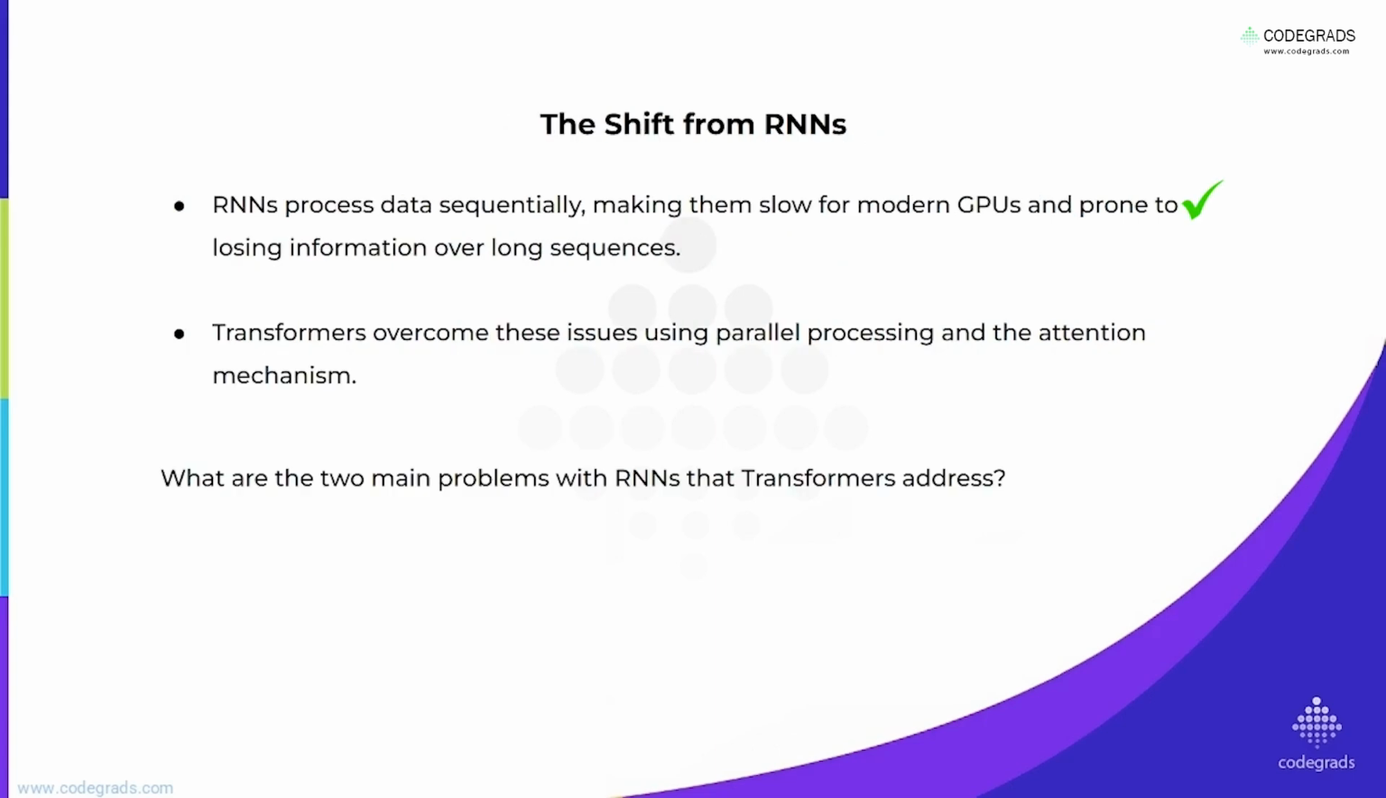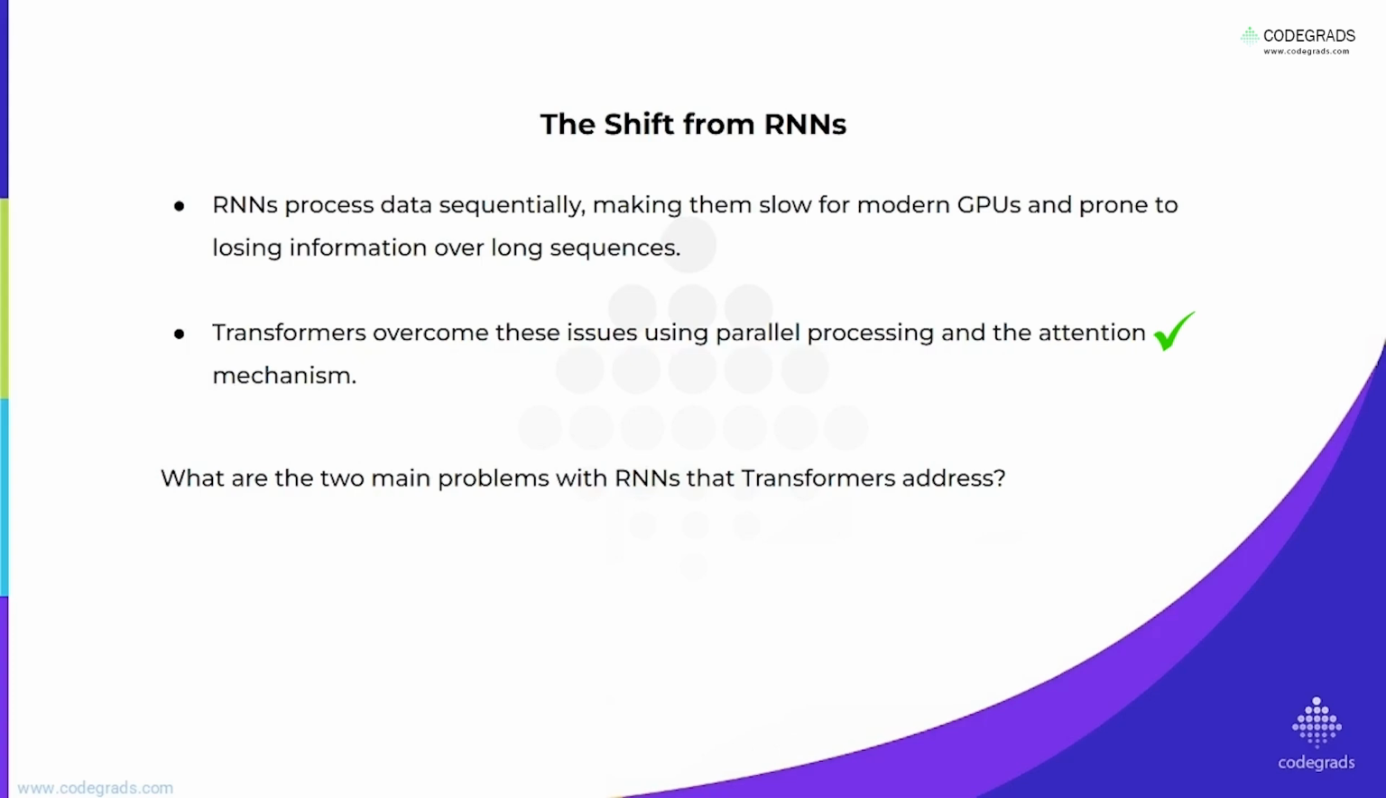Now, the shift from RNN to transformers. RNNs process data sequentially, making them slow for modern GPUs and prone to losing information over long sequences. Previously, when we were using RNNs, they were very slow for long textual data, and modern GPUs could not take advantage of them. There was also a lot of information lost whenever long sequences were involved, so this was not preferred for large datasets with longer sentences. Transformers overcome this issue using parallel processing and the attention mechanism. Whatever disadvantages were faced by RNN, LSTM, and GRU were solved by the transformer architecture.